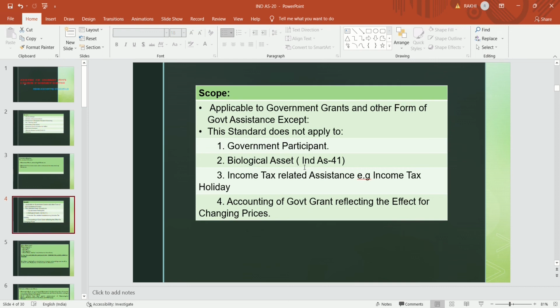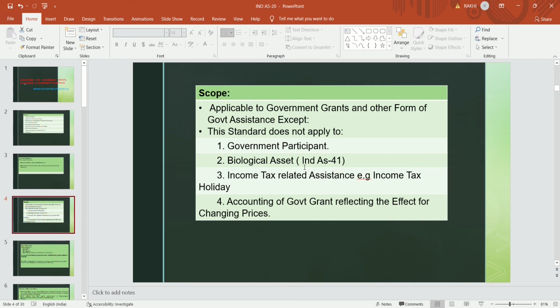Suppose a company will develop anything new, like any vaccine or formula of a vaccine, or any business in a remote area. The government gives that kind of monetary help to the company to develop it. That grant is to be treated as a government grant.